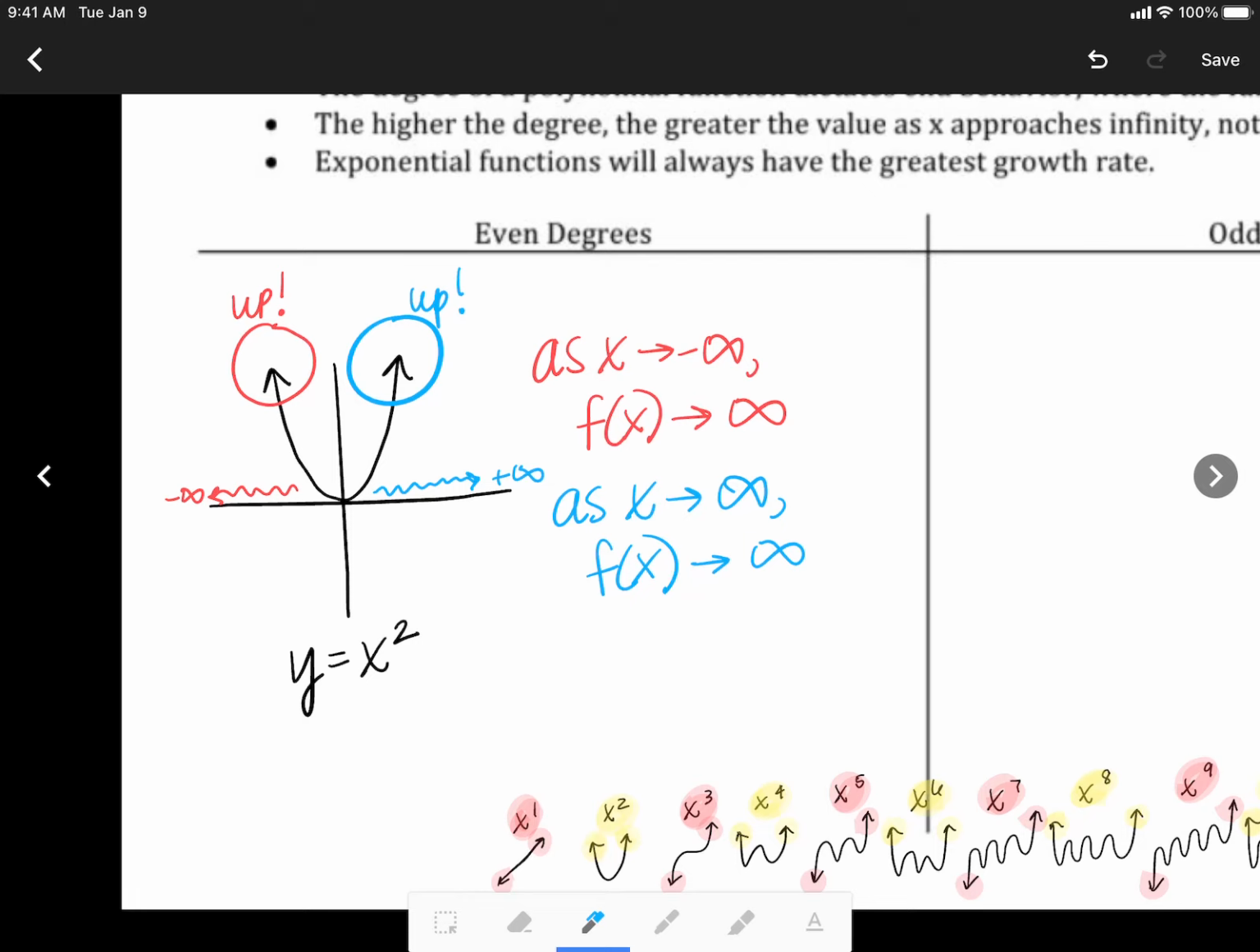Why are we defining this? This is true for all even functions. This is true for every single even function. I'm going to write even degree functions because that's what we're looking at. We're looking at the degree.